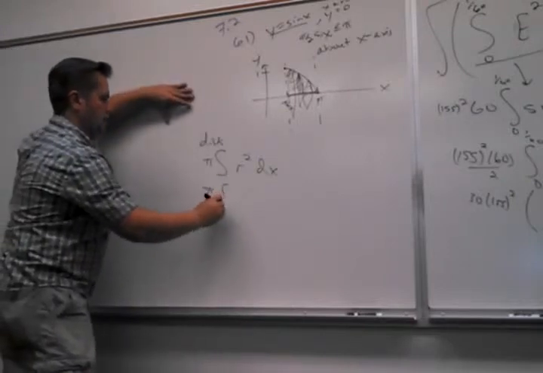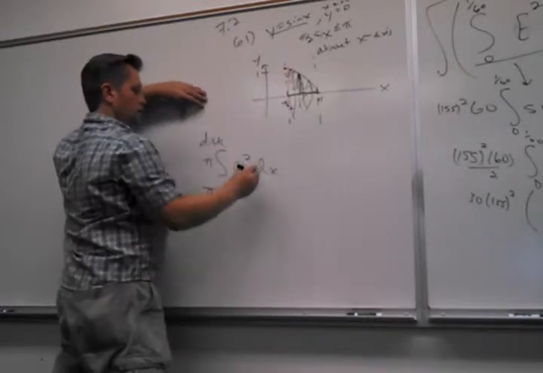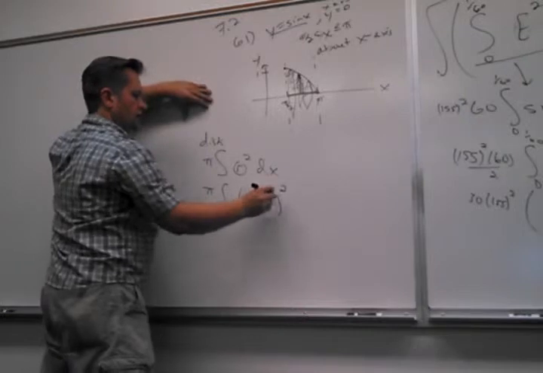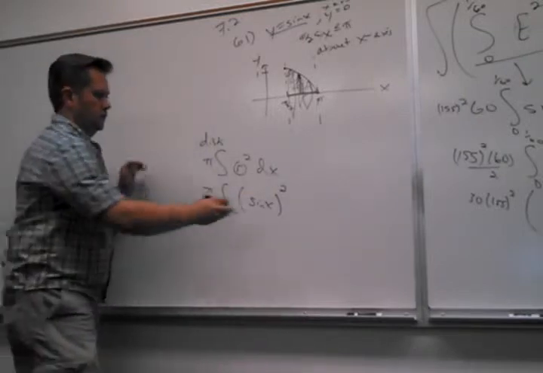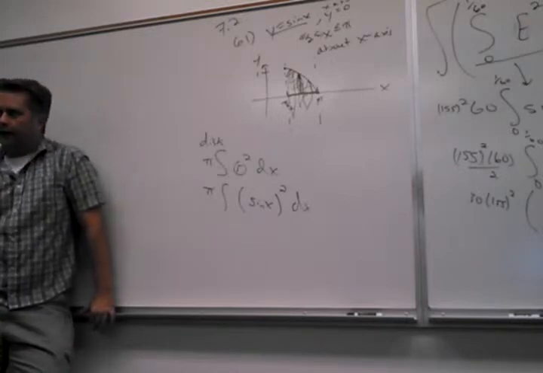So I've got pi integral. What's my radius? You guys already just told me. Jordan, you told me that. Sine x minus 0, yeah. So sine x. There you go. So the hard part about the problem was setting it up.